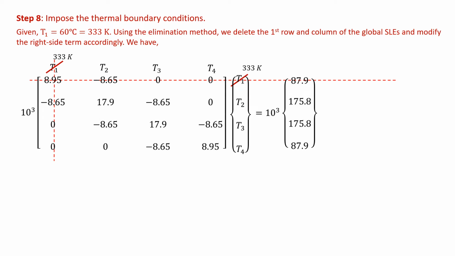And remember to check column 1 at the other rows. For example, in this case, we can see that the value in column 1 at row 2 is non-zero. If this value is multiplied with 333, it will give a constant value, and we cannot neglect this value. We have to bring this value to the right side. When we bring it to the right side, this value will be positive, as shown here.